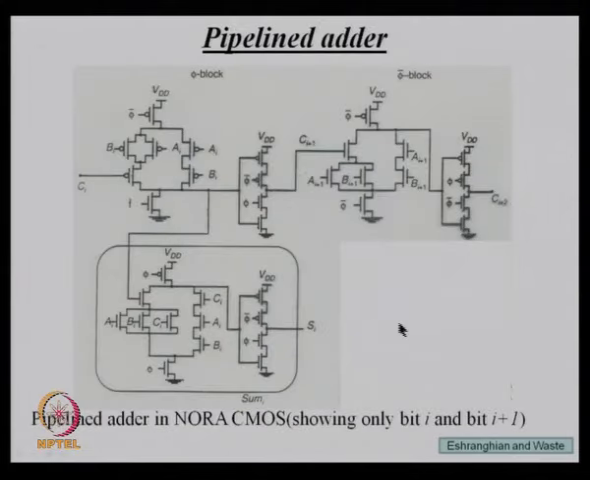This is an example using NORA CMOS, where a pipelined adder could be done. This is available in Sharangian West. I have just explained what it is. This is essentially NORA. Please remember, it has 2 clocks, φ and φ-bar, running throughout, and it is very interesting. Some are called flybox, some evaluate in φ-bar, so it is called φ φ-bar or NORA, or modified domino as some people call it.